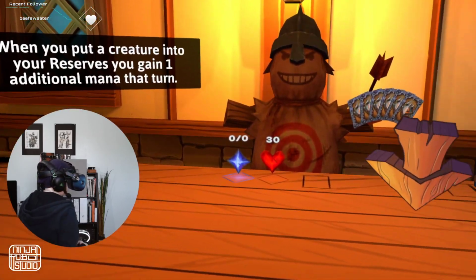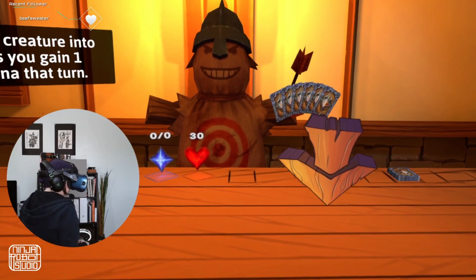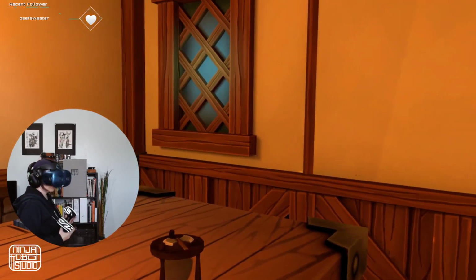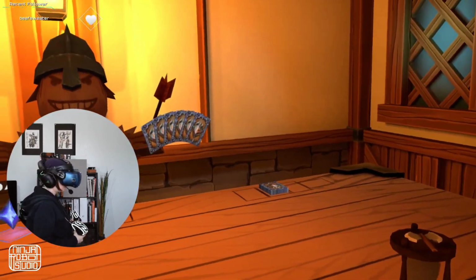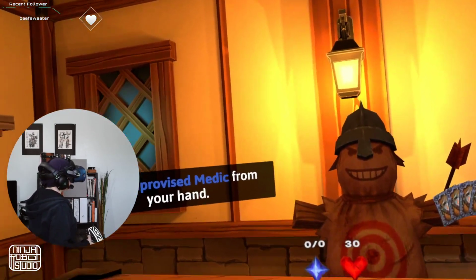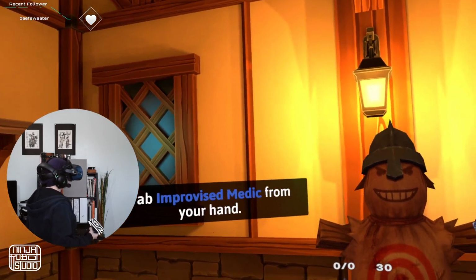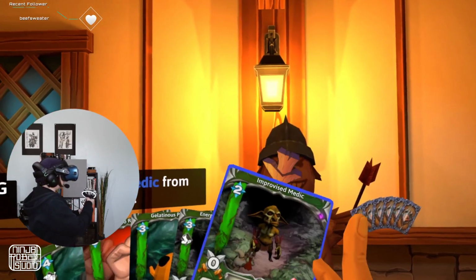When you put a creature into your reserves, you gain 1 additional mana that turn. It does take extra effort to make these additional mana, but these development things happen on the side of things, and they really make the difference in an experience. So now I need to grab Improvised Medic from my hand.